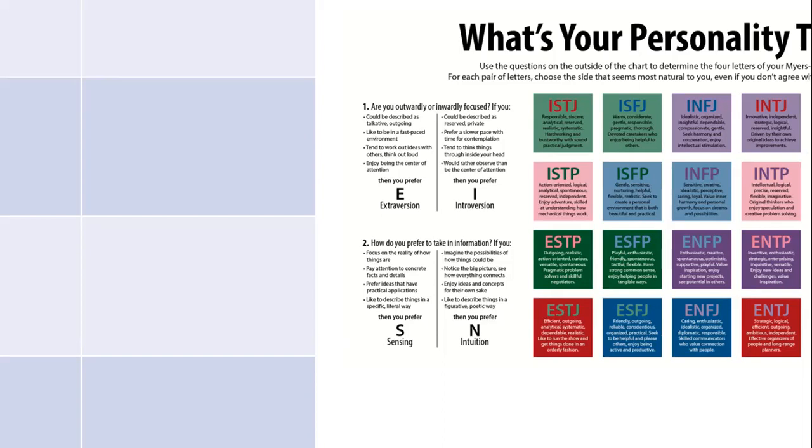Or can I describe you as being reserved, private, prefers a slower pace with time for contemplation, tends to think things through inside your head, and would rather observe than be the center of attention? Which one more accurately describes you? What would you say? Probably more inward, but more outward too, once I know the material. Okay, so we're going to go with the first disposition, and we're just going to say I. Is that okay? So I for inward. Good. All right. So friend number 2, you've heard the question, and what do you say?